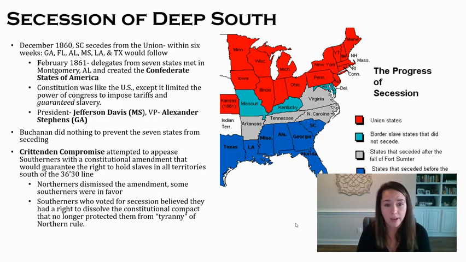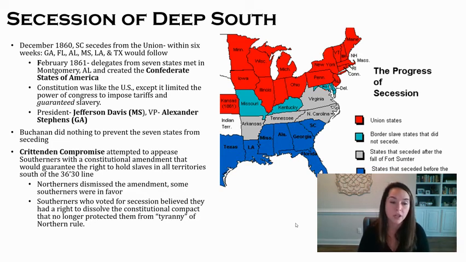The Crittenden Compromise was one more attempt to appease Southerners with a constitutional amendment that would guarantee the right to hold slaves in territories south of that 36°30′ line. So basically, Crittenden came up with this idea: one of the reasons Southerners are seceding is because they're worried that Congress might one day abolish slavery in those states, even though that was something that Lincoln did not campaign on. So what if we have a constitutional amendment that protects that? Northerners completely dismissed it. It didn't even have a shot at passing.